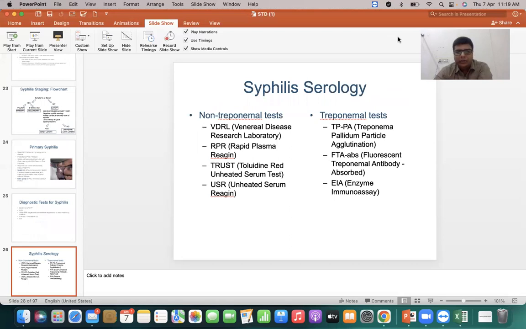So now we are going to serology of syphilis. Two kinds of tests we do. First is non-treponemal. Second one is treponemal. Non-treponemal tests are VDRL, which is the Venereal Disease Research Laboratory test, or RPR, rapid plasma reagin, TRUST, toluidine red unheated serum test, and USR, unheated serum reagin. Specific treponemal tests are Treponema pallidum particle agglutination, fluorescent treponemal antibody absorbed test, and enzyme immunoassay.